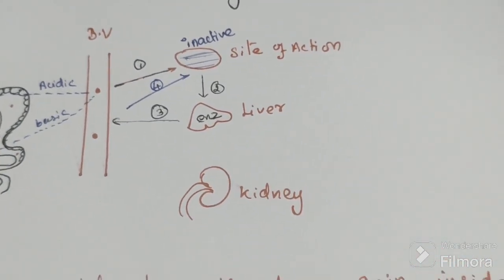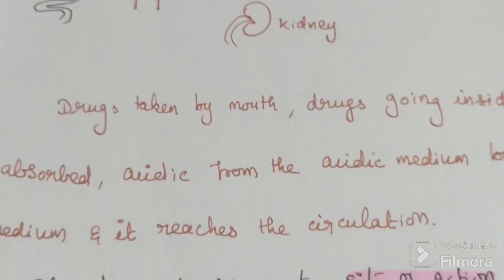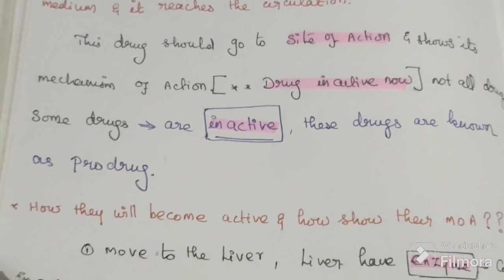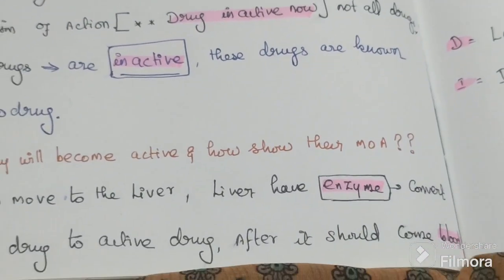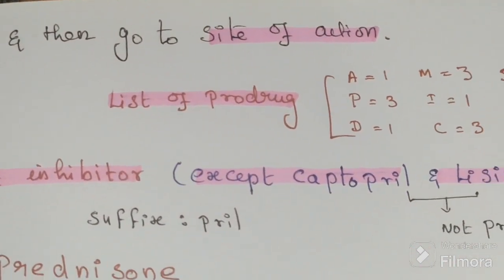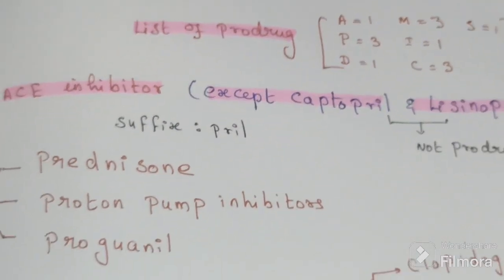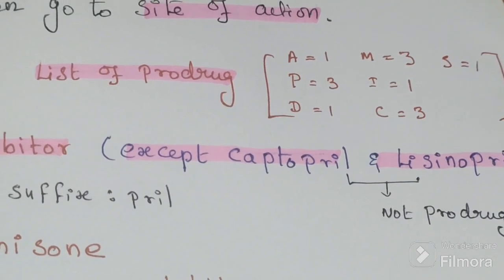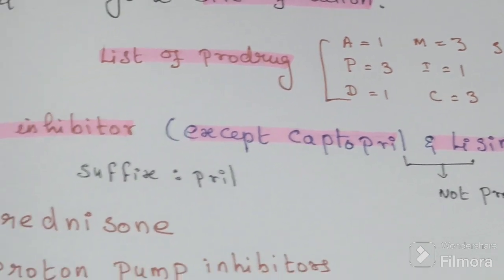Now we should know the list of prodrugs. What are examples of prodrugs? This is the list of prodrugs. A, one drug, B, 3, D1, M3, I1, C3, S1.